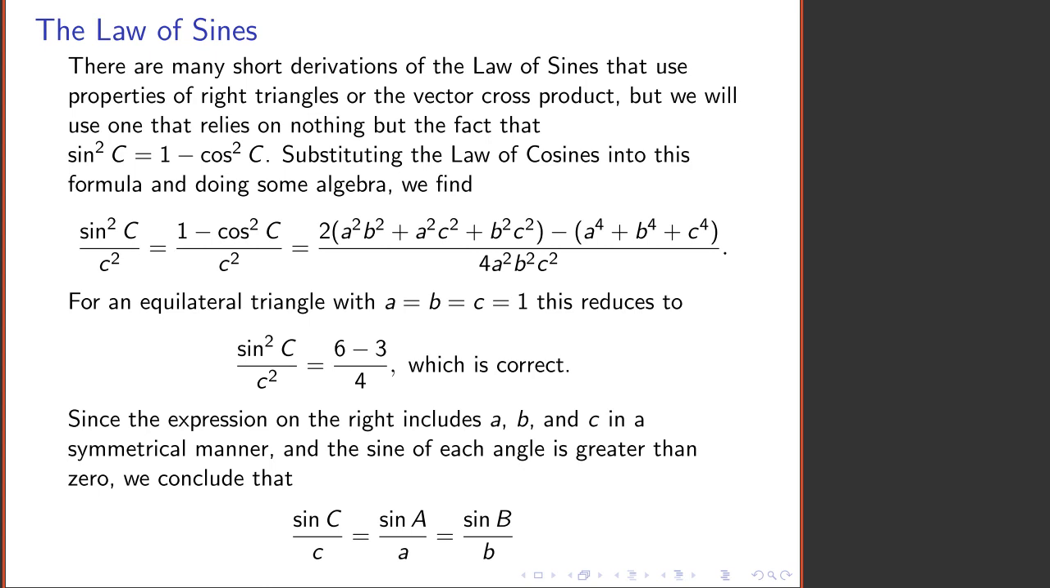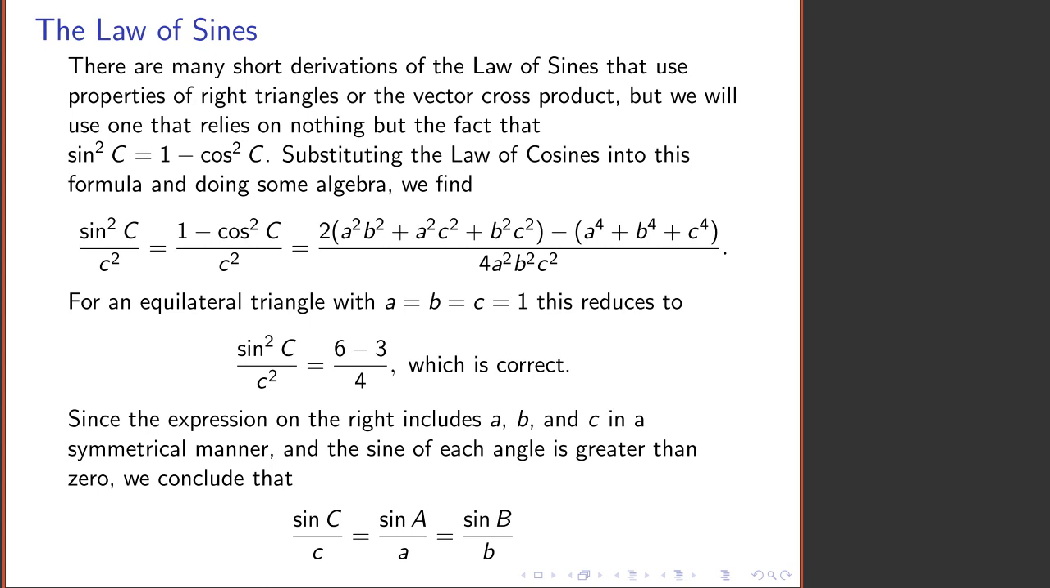I can write sine squared of C as 1 minus cosine squared C. On the previous slide, I have a messy expression for cosine C in terms of side lengths A, B, and C. And if I compute sine squared C over C squared by just plugging in the law of cosines for cosine C and collect terms in a clever way, I discover that sine squared C over C squared is twice A squared B squared plus A squared C squared plus B squared C squared, which involves A, B, and C in a thoroughly symmetrical way, minus A to the fourth plus B to the fourth plus C to the fourth, which involves A, B, and C in a symmetrical way, divided by 4A squared B squared C squared.